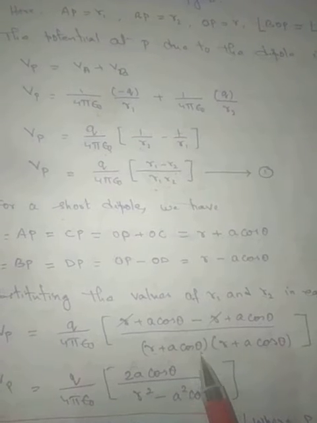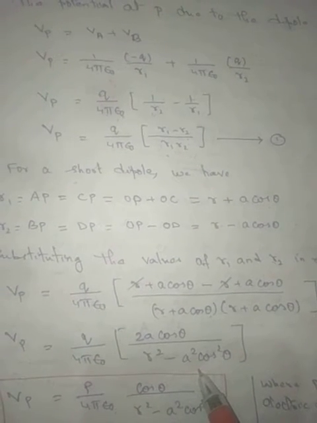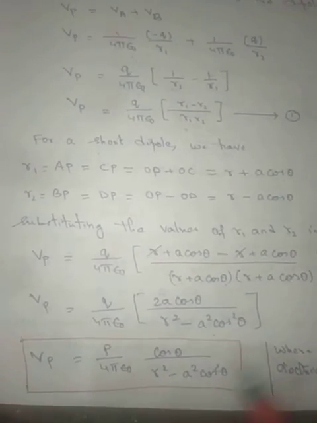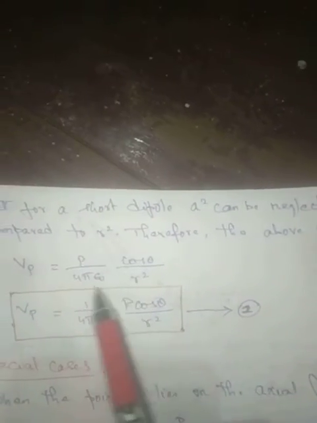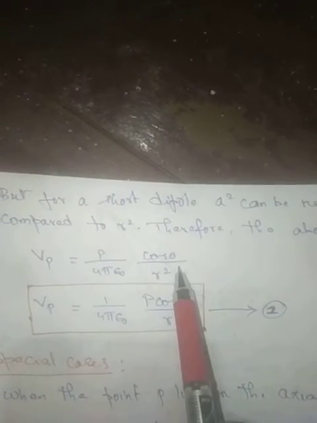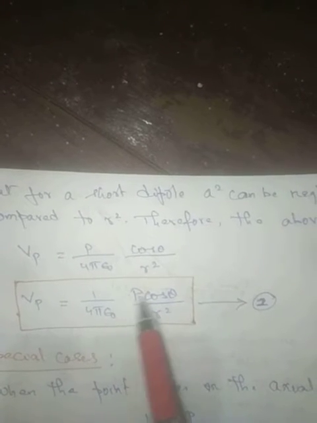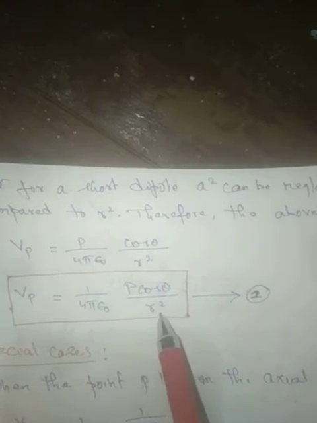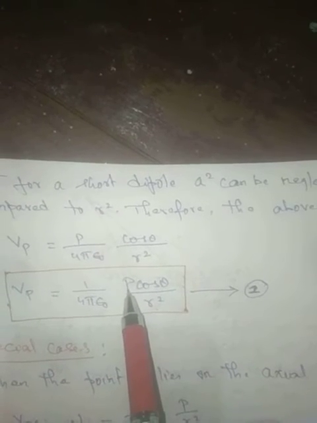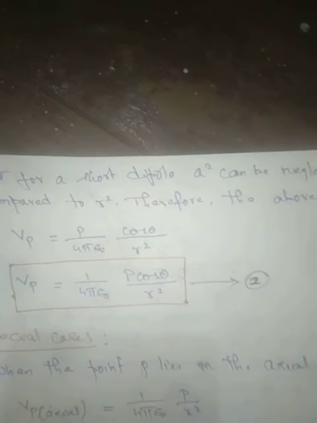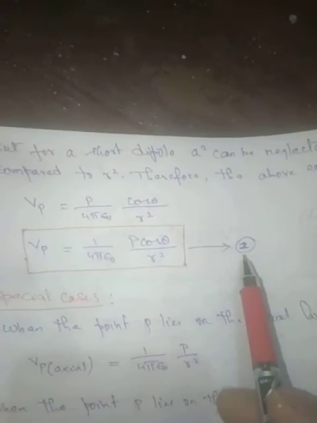So now substituting the values of r1 and r2 in equation 1, you get this. Next you simplify and you get this much. For a short dipole, a square can be neglected compared to r square. So if you neglect a square, then you get Vp equals 1 upon 4 pi epsilon naught, p cos theta upon r square. And please remember how we get this p, because it is the electric dipole moment, which equals 2aq. So this is your equation 2.